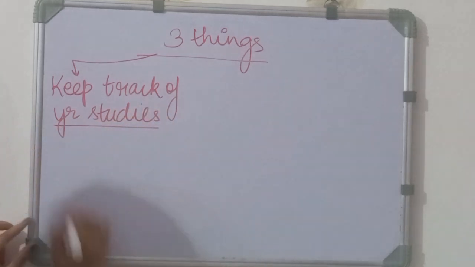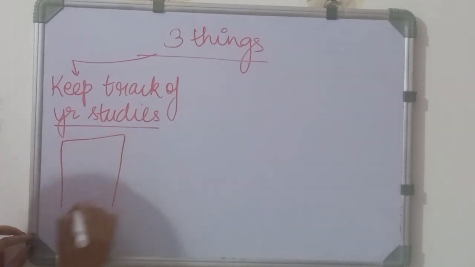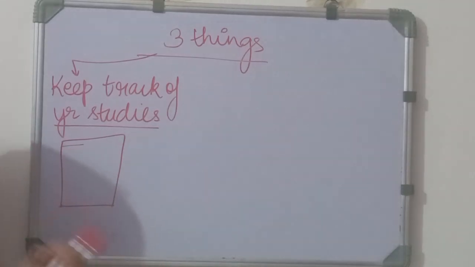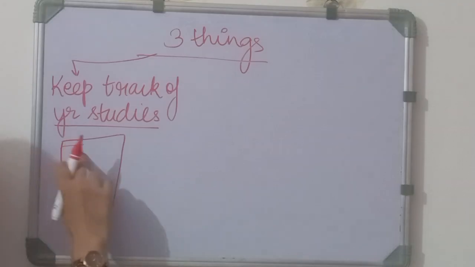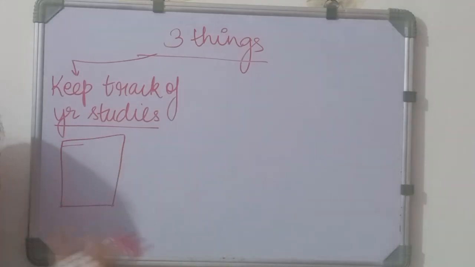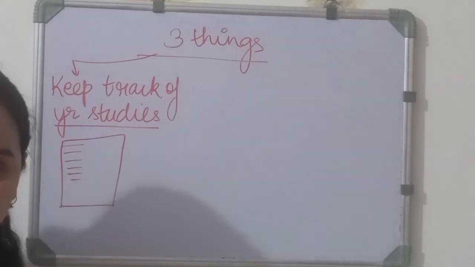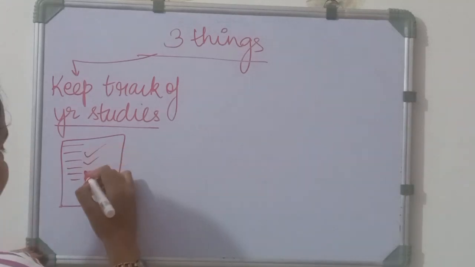On a piece of paper or in your notebook, just write down the date, and write down all the work that you have to do for this particular day. Like if you have to solve 5 questions, write down 5 questions of maths. If you have to do one exercise, write down one exercise of this chapter of this subject. Now, before going to sleep, just put a tick mark in front of it.